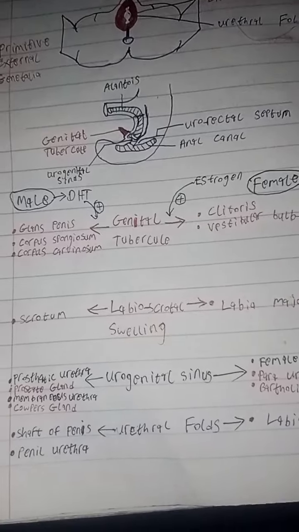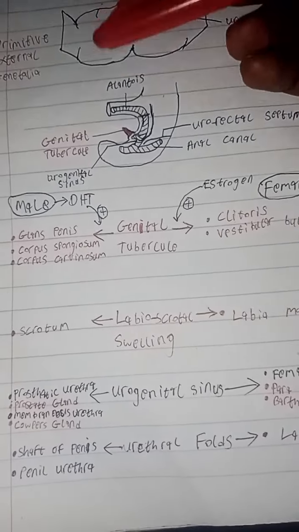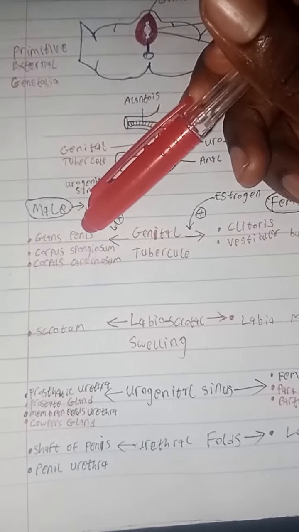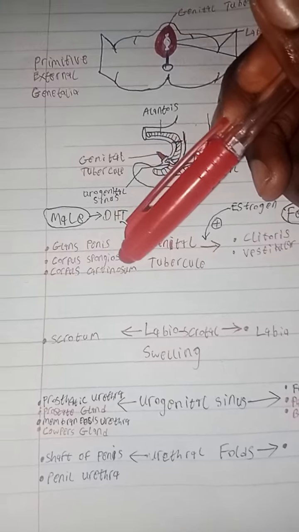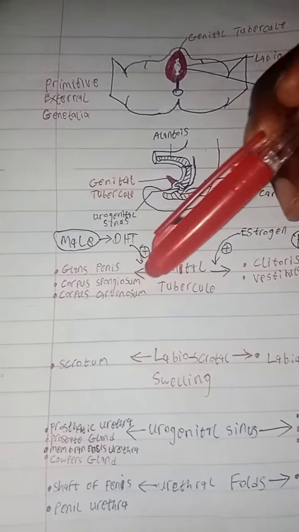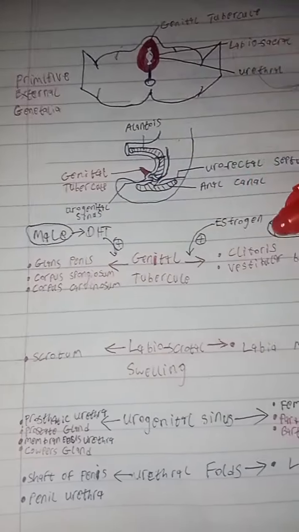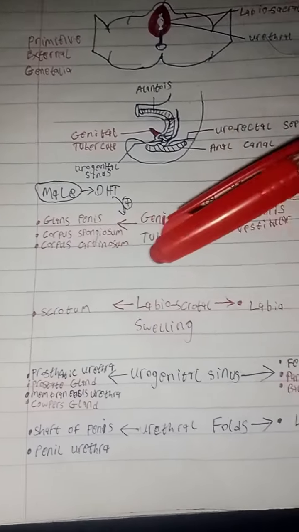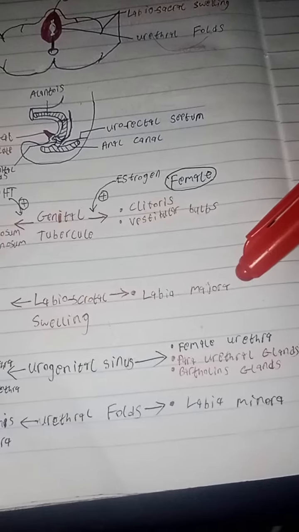So male and female, what are these things going to form? For the genital tubercle, on the male side, we have the glans penis, the corpus spongiosum, and the corpus cavernosum. Then for the female, we have the clitoris and vestibular bulbs. And for the labioscrotal swelling, we have the scrotum for the males and the labia majora for the females.